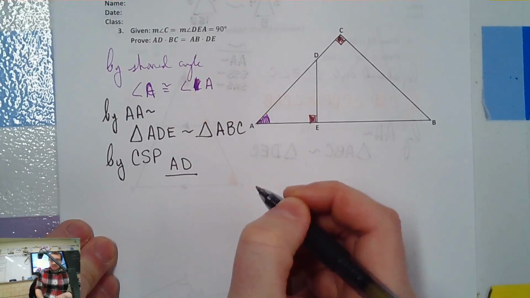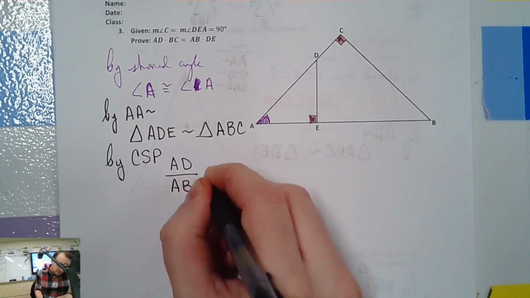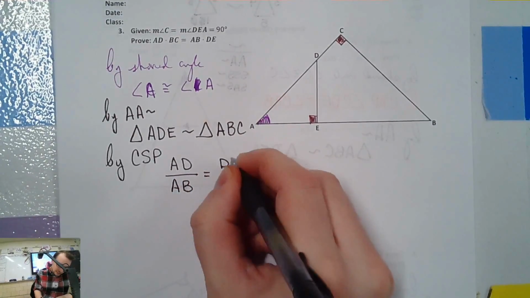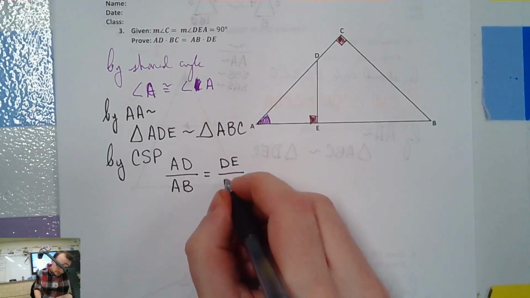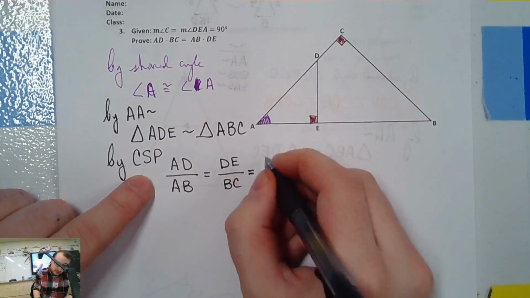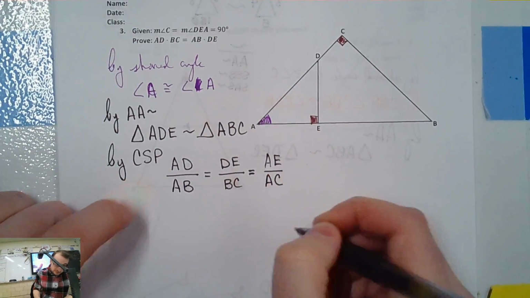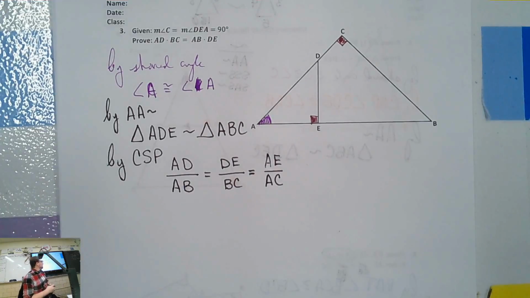AD is the same as what? AB. That's AB, they'll relate, right? They're corresponding. And DE corresponds to BC. BC. And AE and AC? Yes. Cool, cool, cool. All right. So we've got all those. Now, I don't care about all those, but it's true, so I might as well write it down.